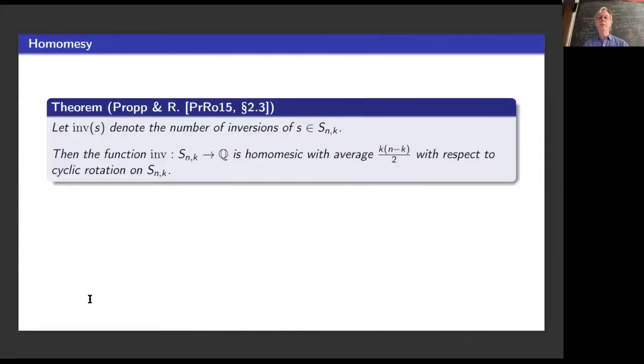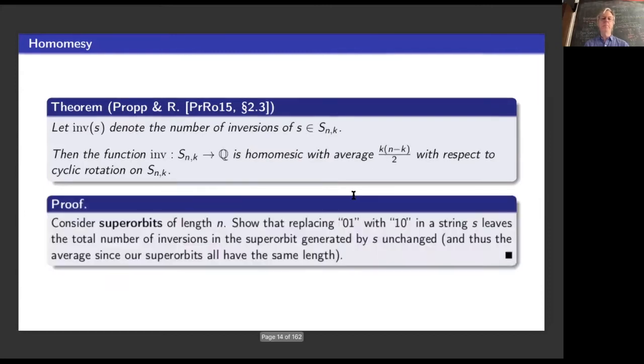So there are lots of examples of these things, and I'll try to give you some. If we look at the number of inversions, as we just saw, then the average of that statistic on bit strings under cyclic rotation is k times n minus k over 2.